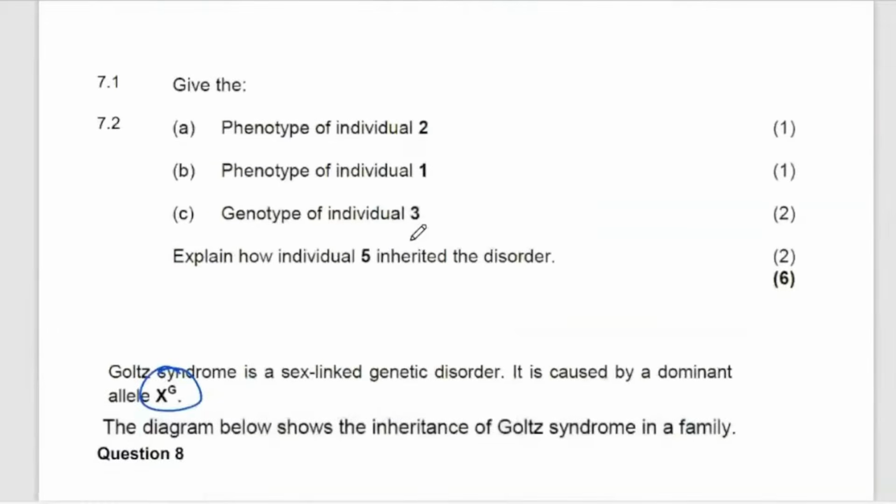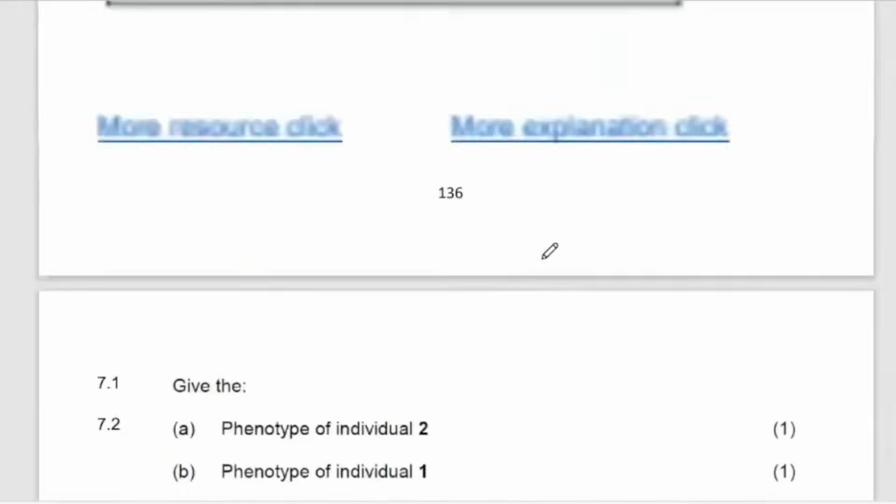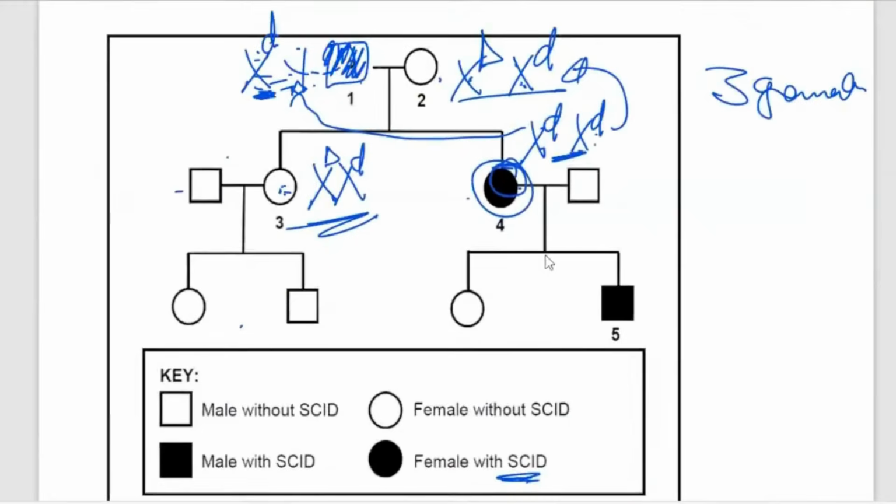Because they say the genotype. They say explain how individual 5 inherited the disorder. Individual 5 is small d. Therefore, we're going to say that individual 5 got one recessive allele from the mother and one recessive allele from the father.